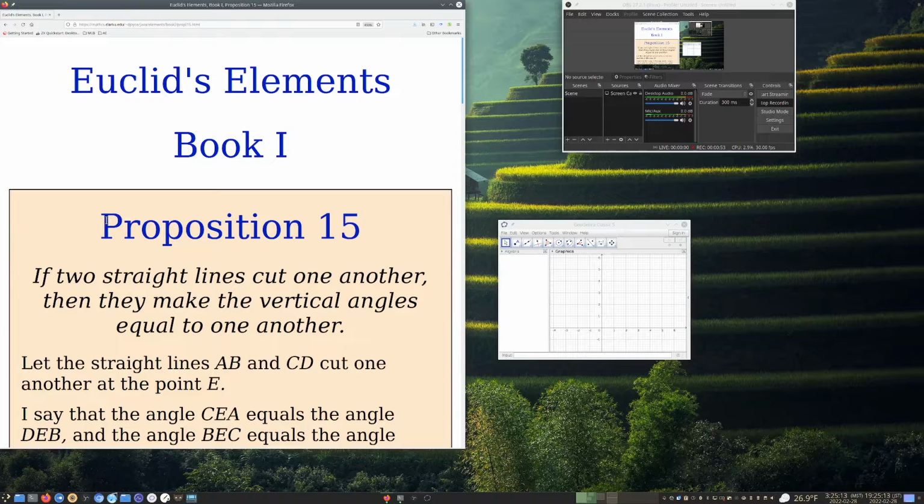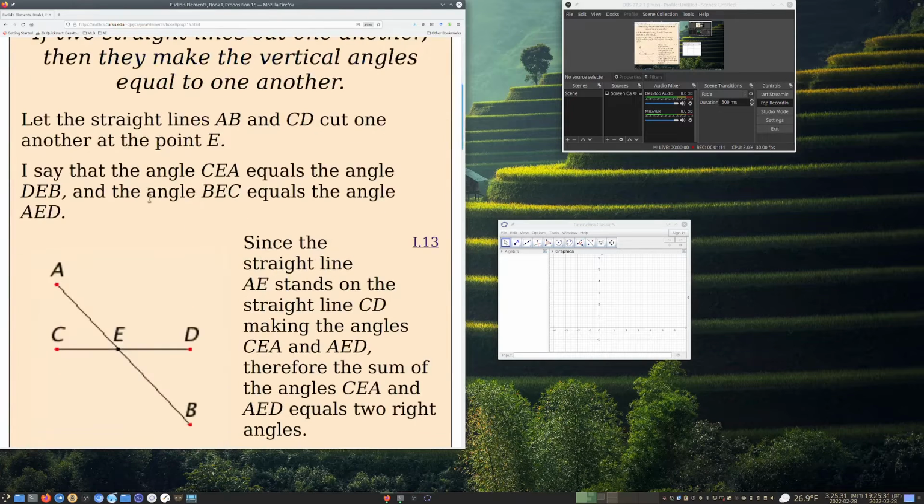So, Euclid's Elements, Book 1, Proposition 15. If two straight lines cut one another, then they make the vertical angles equal to one another. Okay, vertical angles are congruent. That's literally like the one thing I remember from high school geometry. Vertical angles are the angles that are on... Vertical means on opposite sides of the vertex, I think. Oh, I never thought about that, but yeah, that's what they mean.